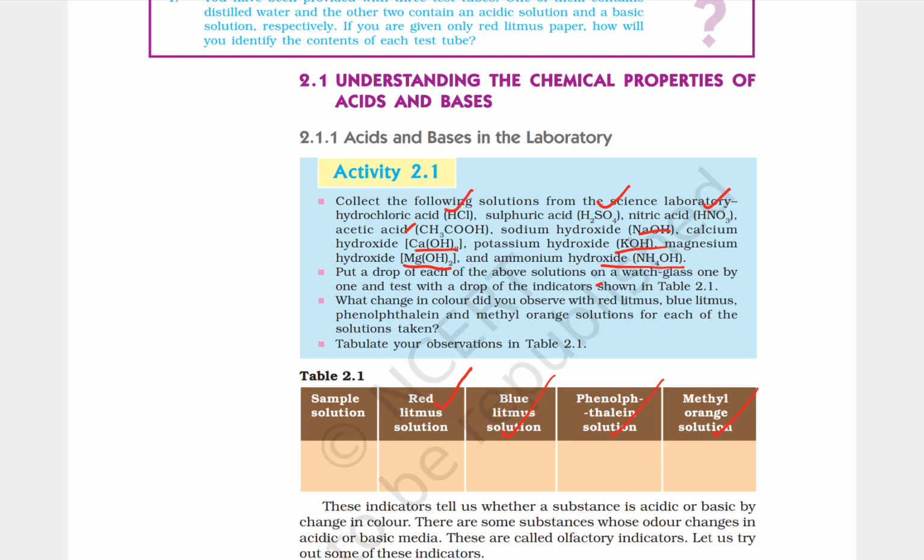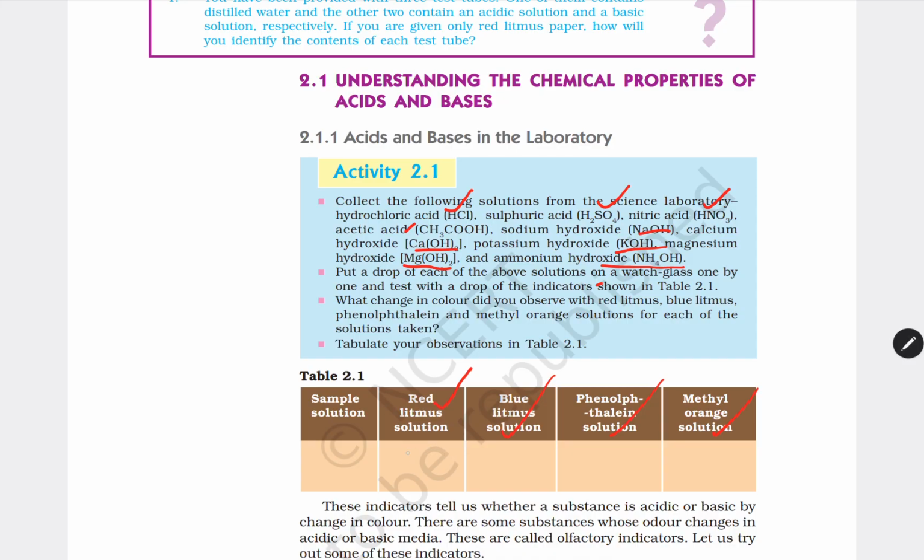And coming to the indicators, we are given different types of indicators here. Now tabulate your observations in the table. They are asking us to tabulate the observations. So how to proceed? Place a drop of each solution on separate watch glasses. We take a watch glass and put 1 drop of that solution in it. Test the solution one by one using the indicators. Different watch glasses we have to use for different solutions, right? First one, red litmus.